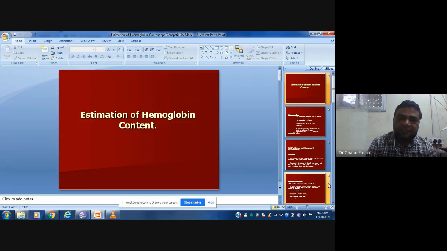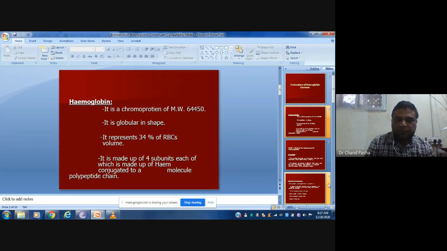So in such cases, when you are doing a surgery, the hemoglobin content is already less, if the hemoglobin content is 8 to 10. Hemoglobin is a 64 kD molecular weight protein, globular in shape, and it represents 34% of RBCs. So in RBCs, volume wise, 34% is hemoglobin. Then there is the iron molecule, and the membrane is also there. 4 subunits are attached to the heme.